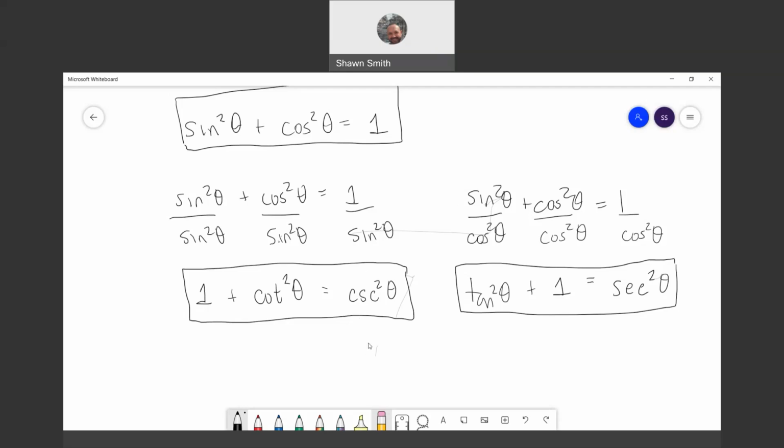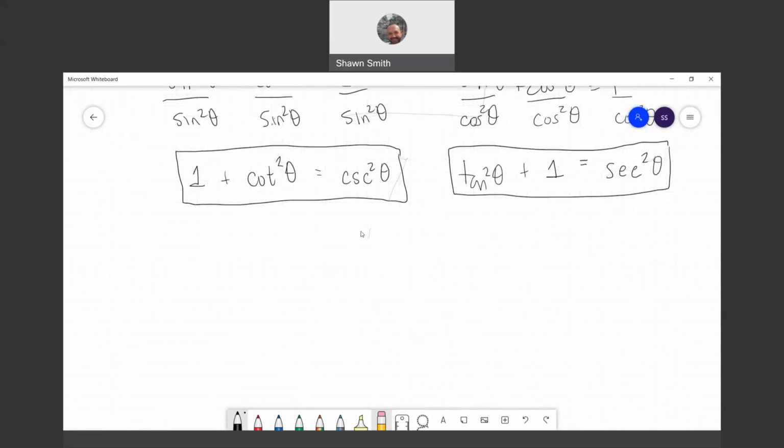All right, so the next identities are the quotient identities. We've already just talked about those. Probably should have done this one first.